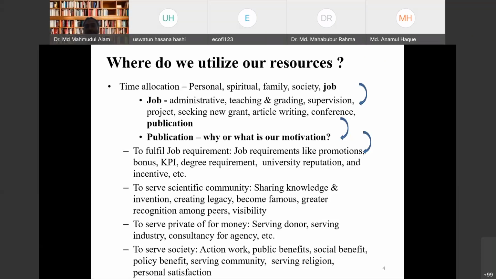So they are serving the industry, and in that case they get huge funding. As social scientists, we actually get very low funding, in terms of natural science or medical or engineering. And we give consultancy to agencies, and that's actually money making.